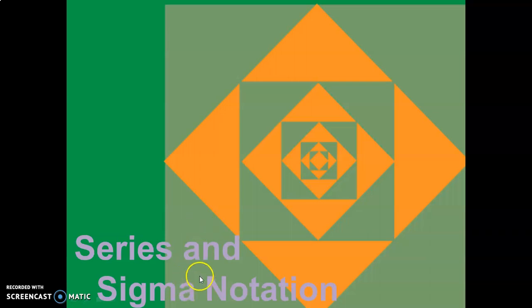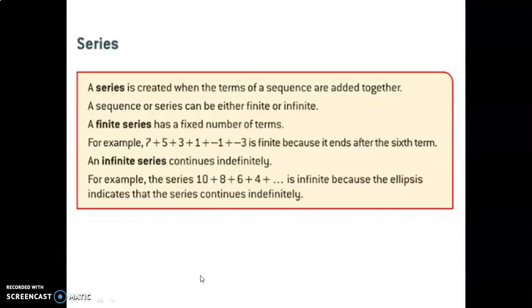and sigma notation. Let's begin with what is a series? A series is created when terms of a sequence are added together. So in the previous video, we looked at what a sequence is, and a sequence is just a set of numbers in some kind of order. If you add those together, it is now called a series.